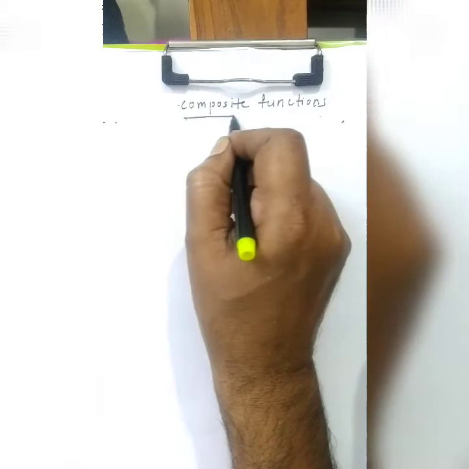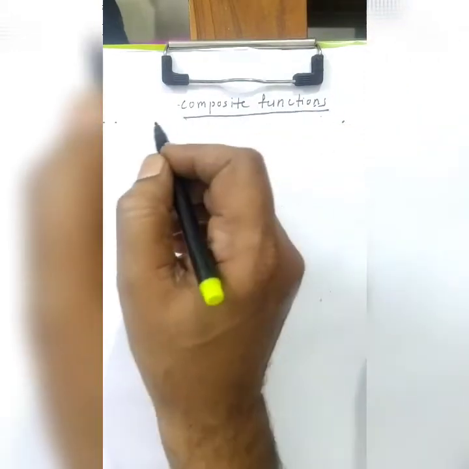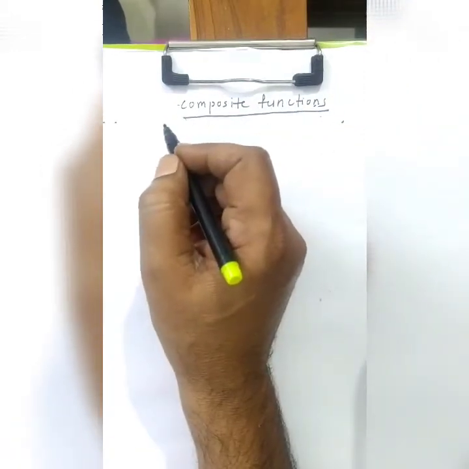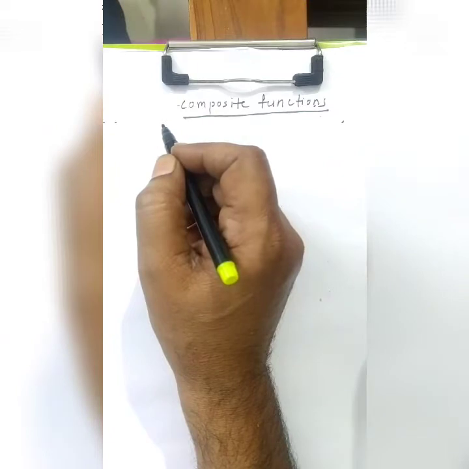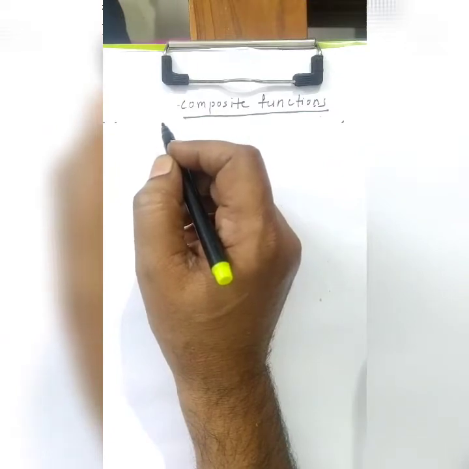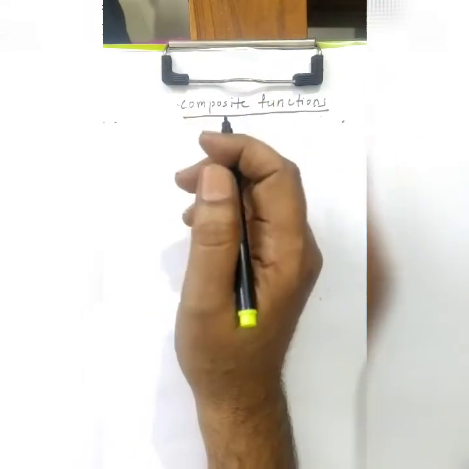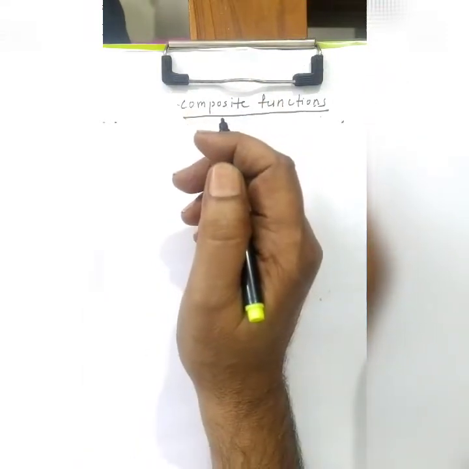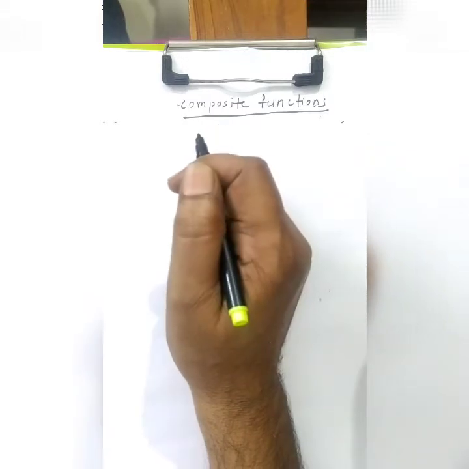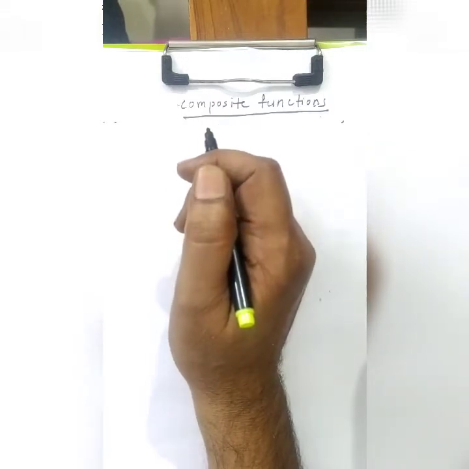This is one of the major chapters in differentiation, because when functions are given, either they will be in the standard form or they will be in the composite form. If you know how to differentiate composite functions and if you know the standard forms, you can solve sums based on any further chapters. So composite functions, you should make it very perfect.